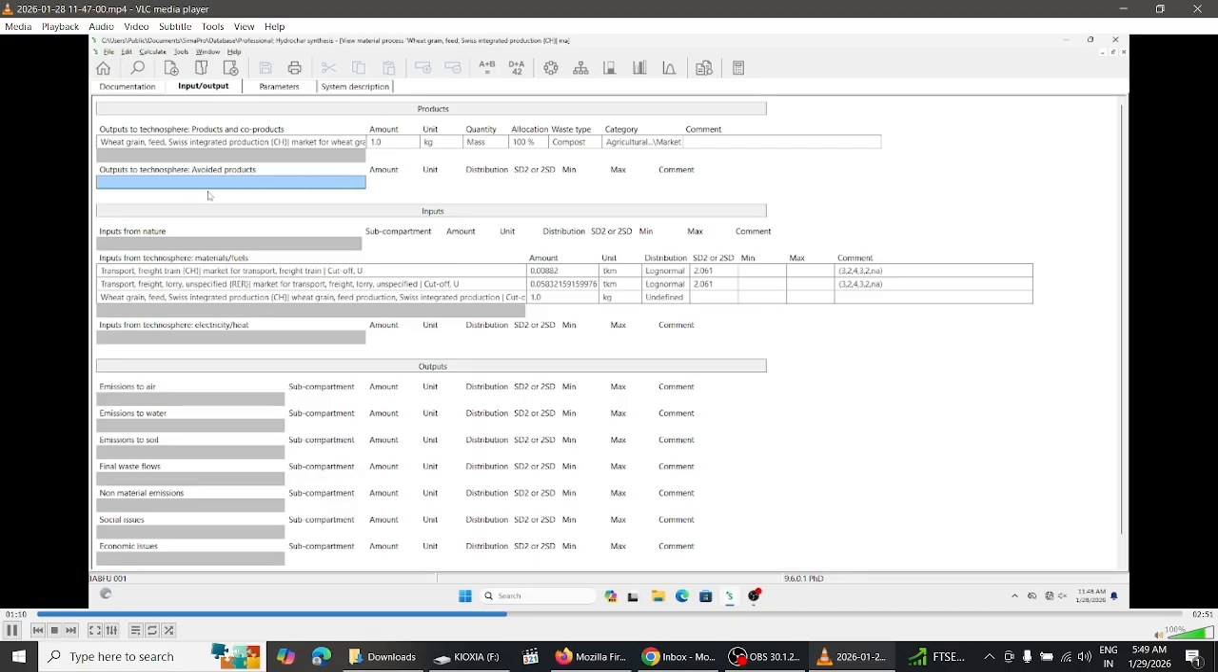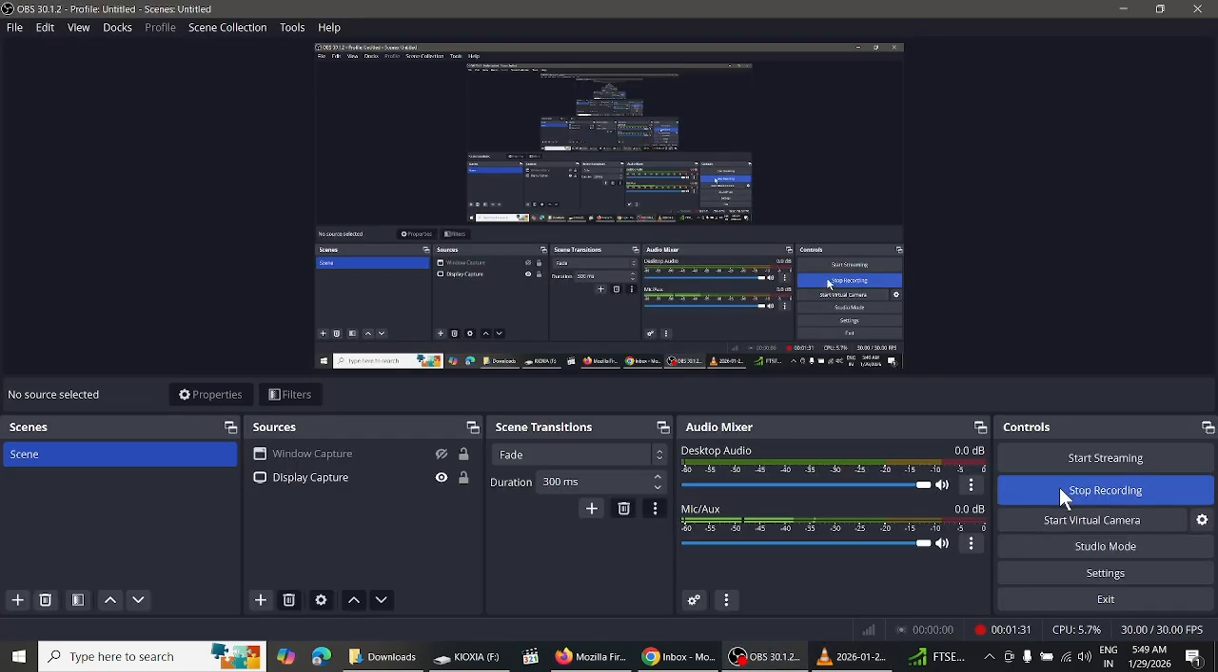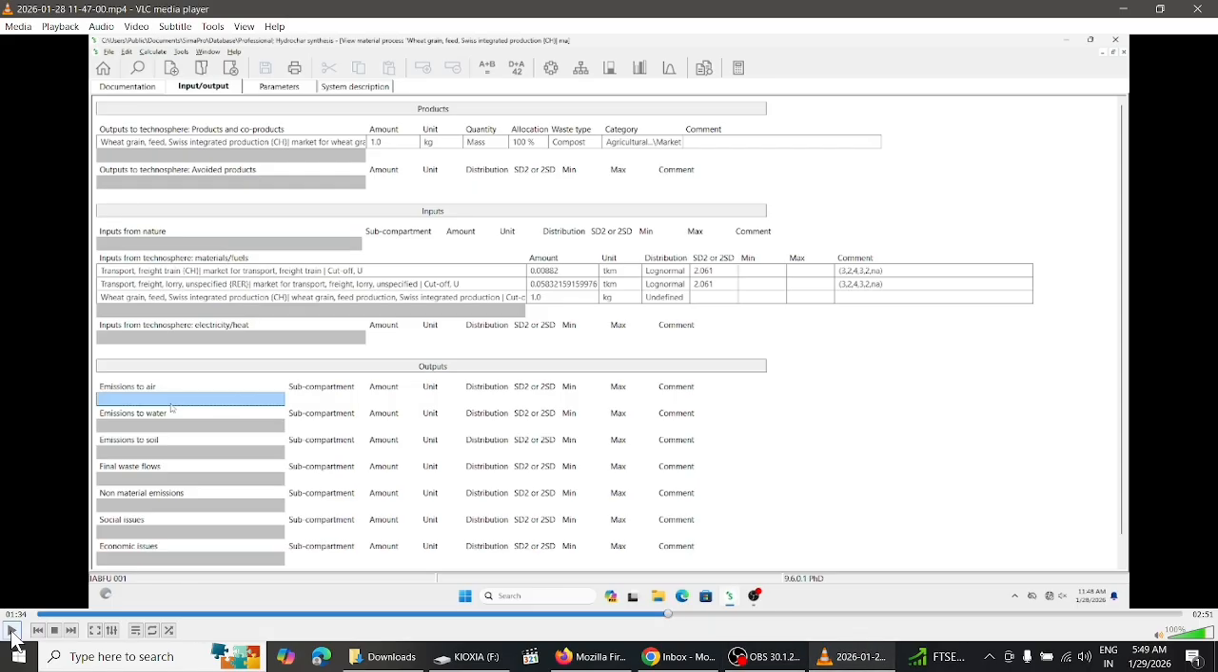Okay, now suppose you have a process like freeze drying. You can see this is output to the technosphere, input to the technosphere. Now output to the technosphere basically means... So you can see here there is a term called output of the technosphere. So this basically means, when we say output or input.